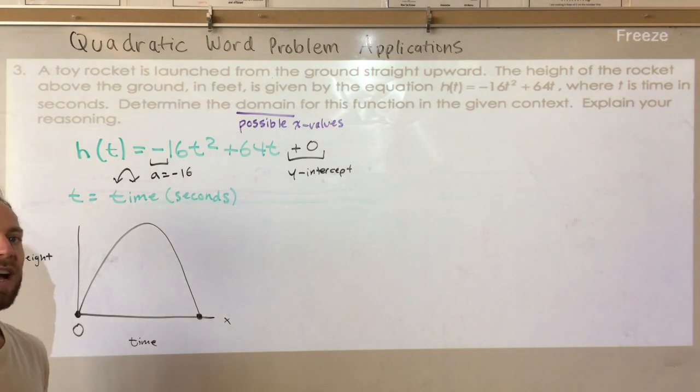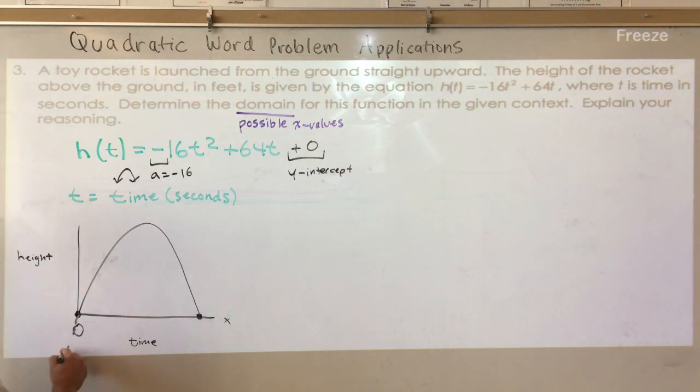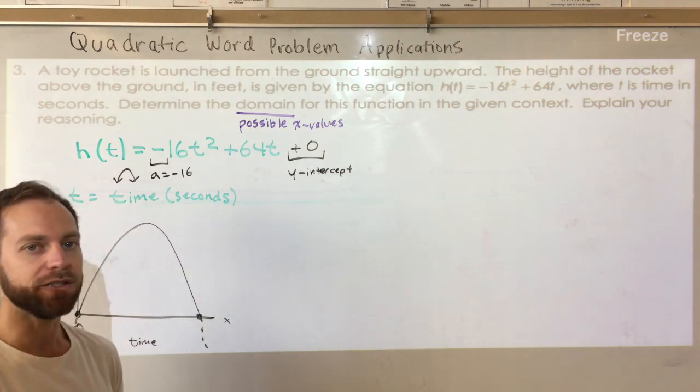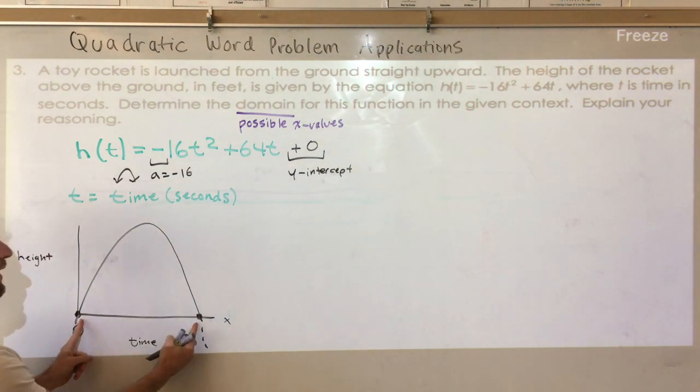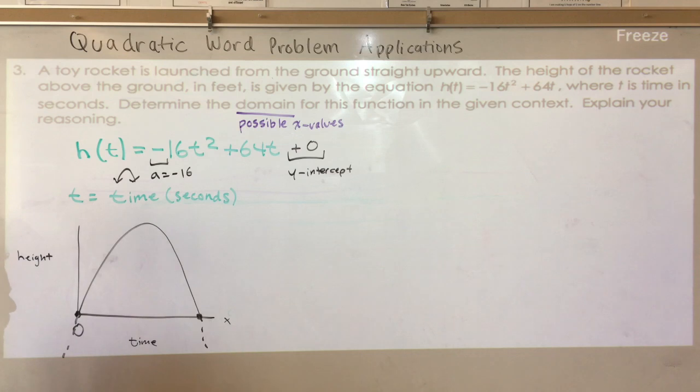And that's what this is really asking us. Because obviously the parabola would keep going, but in this context of the problem, the ground is going to stop it. So it's asking us, what is the domain right here? Or in other words, what are our roots?